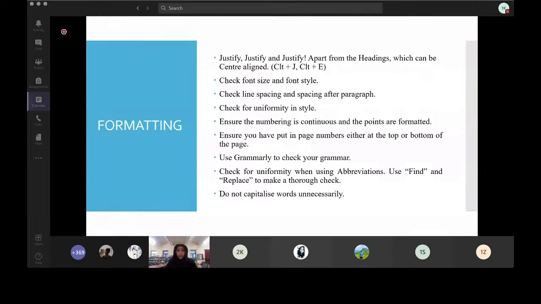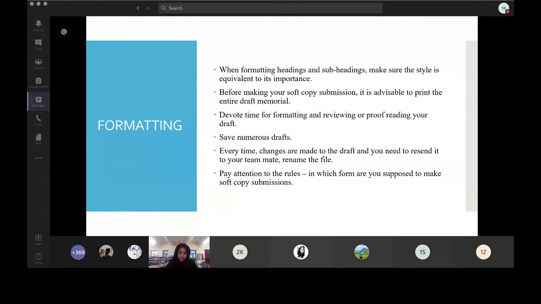You can use Grammarly to check your grammar. Use the website if you're not confident with your grammar. Abbreviations have to be the same throughout the document, and do not capitalize words unnecessarily. When formatting your headings and subheadings, make sure you do it in a style equivalent to their importance. For example, you can start with the heading being bold and underlined, then the subheading being just bold, and the heading after that in a different style. Obviously, this shows the importance of your argument.